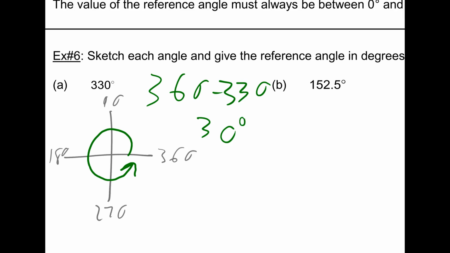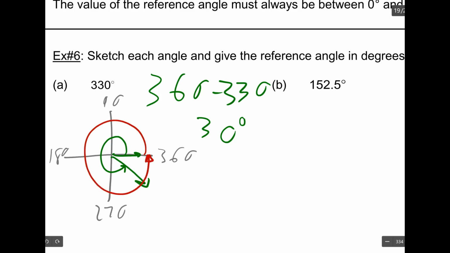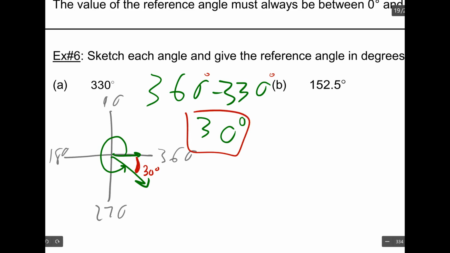Okay, so good job. Here, I'll show you. We have my initial ray, my terminal ray. I'm just going to redraw this so it's a little more clear. Ready for the trick? I know if I went all the way around, I would be at 360, but I didn't. I only went 330 degrees around. So 360 minus 330 is 30 degrees, meaning this angle right here is 30 degrees. Cool. Let's do the next one.